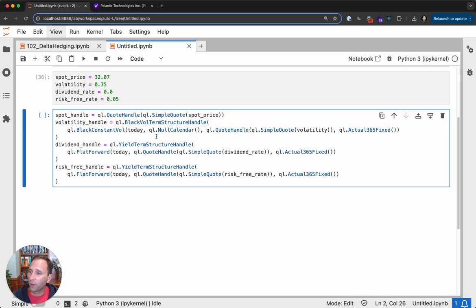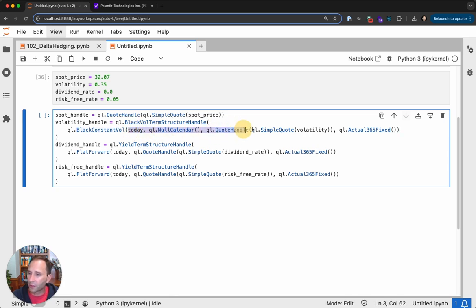Now, the next thing is we have to create a volatility term structure, and the Black-Scholes process assumes a flat term structure, right? So the Black-Scholes framework assumes that we have a single volatility value throughout the life of the option. Now, we know in real life this is not true, hence the whole concept of a volatility term structure, but we will use a black constant of volatility throughout the life of the option.